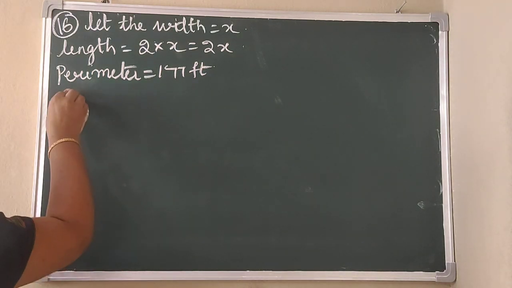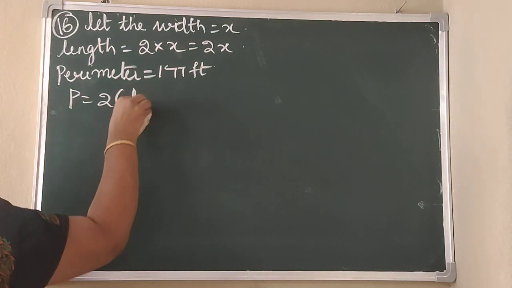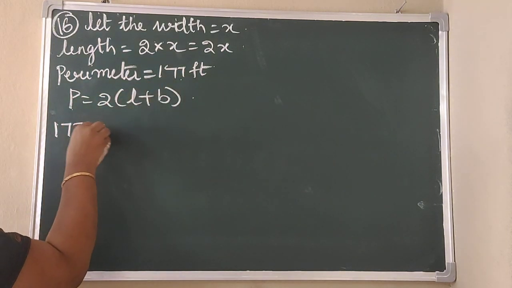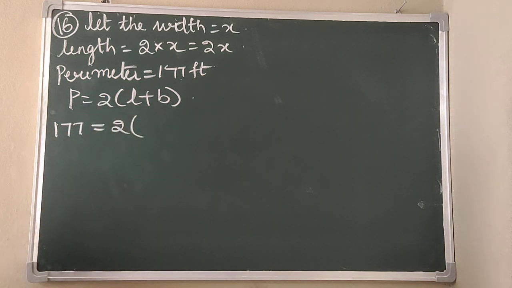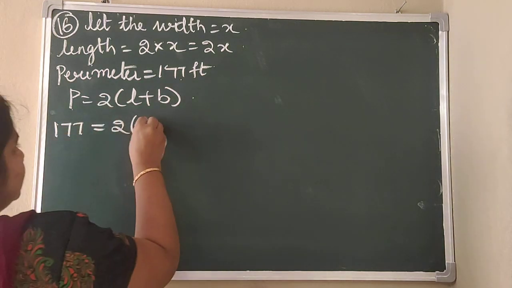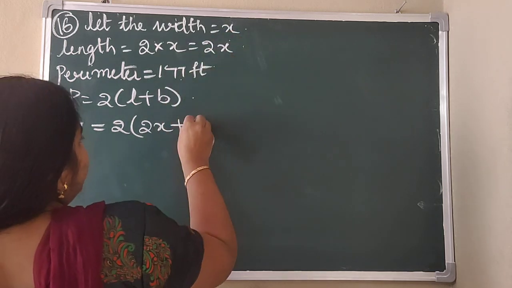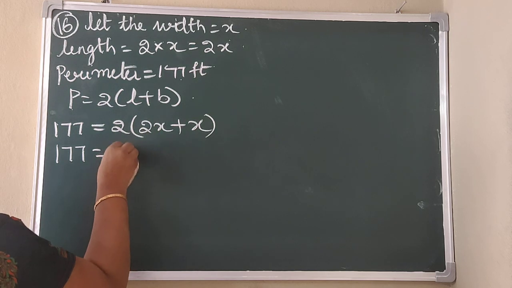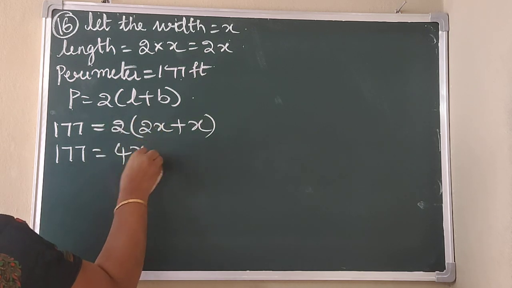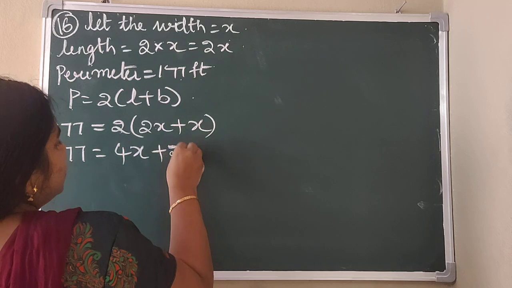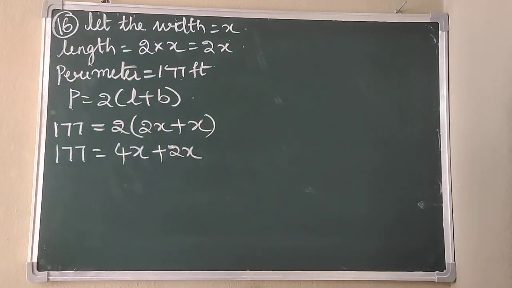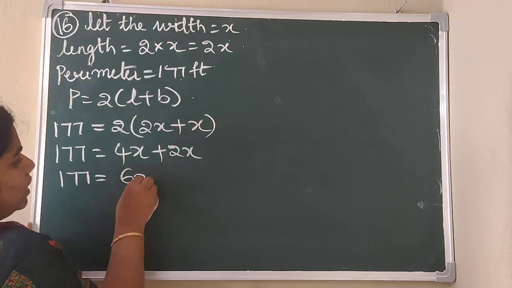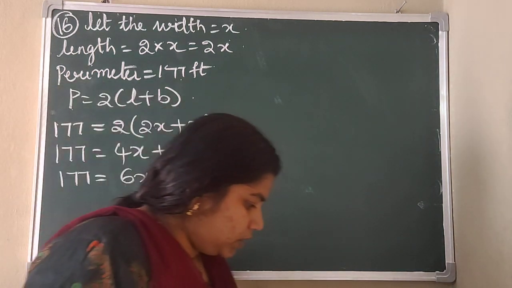The volleyball court is in the form of a rectangular shape. So here the perimeter of a rectangle formula is what? 2 into (L plus B). So perimeter already they have given as 177 equals 2, which is a constant value, into length value 2x plus breadth value x. Okay, so 177 is equal to 2 into 2x, that will be 4x, plus 2 into x will be 2x. Okay, so now it will be 177 is equal to 4 plus 2 is 6, so that will be 6x.